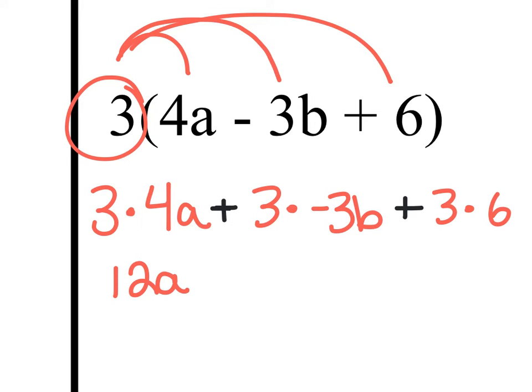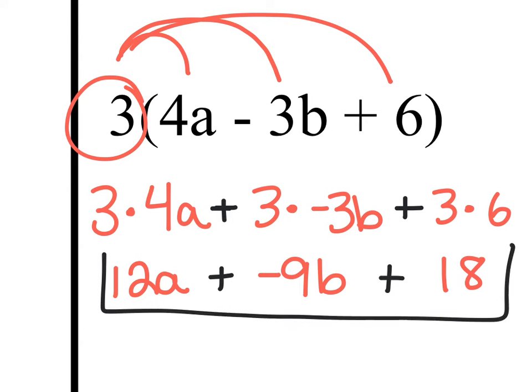3 times -3b. Multiply the numbers, keep the variable. -9b. And 3 times 6 is a positive 18. Add up your terms. That's my final answer.